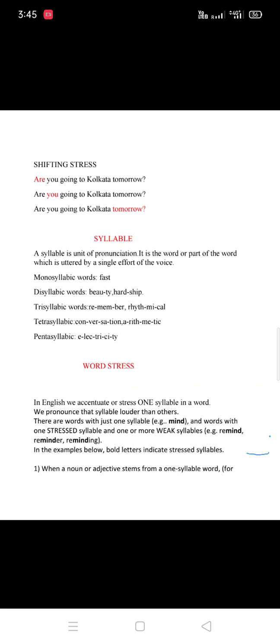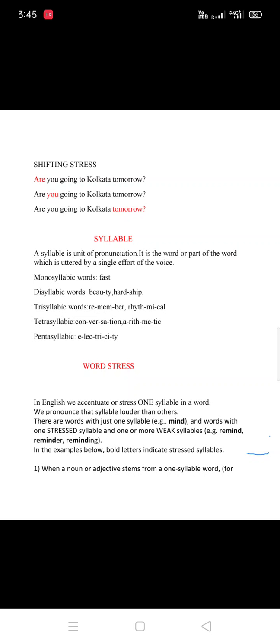In the first sentence, the question is important. I want to know whether you are going to Kolkata tomorrow or not. So that's why I'm putting stress on are, that is the question, right? Are you going to Kolkata tomorrow? That means I want to know. In the second sentence, are you going to Kolkata tomorrow?